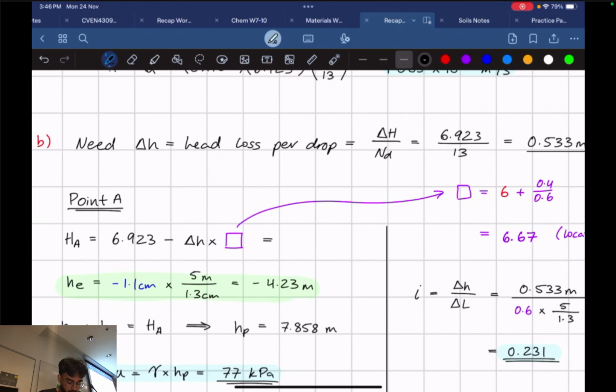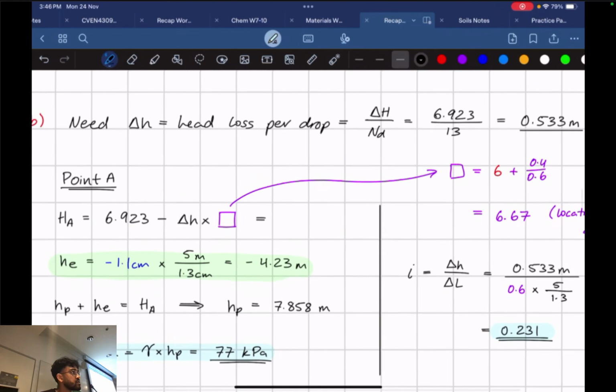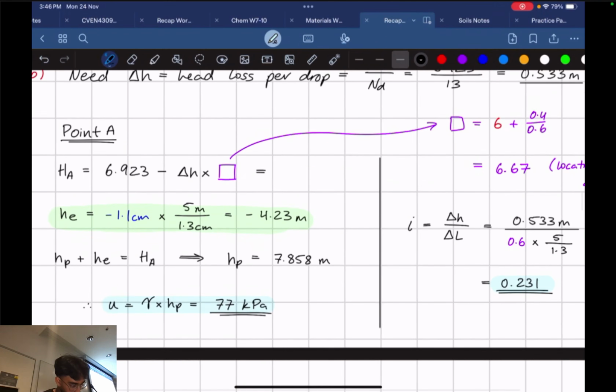6.923 minus 0.533 times 6.667. So this should be, sorry, which ratio? 0.4 versus 0.6, yes, that's correct. But what I wrote earlier was 0.6 over 1.3. So I tried to scale it, but the scale doesn't even affect it.